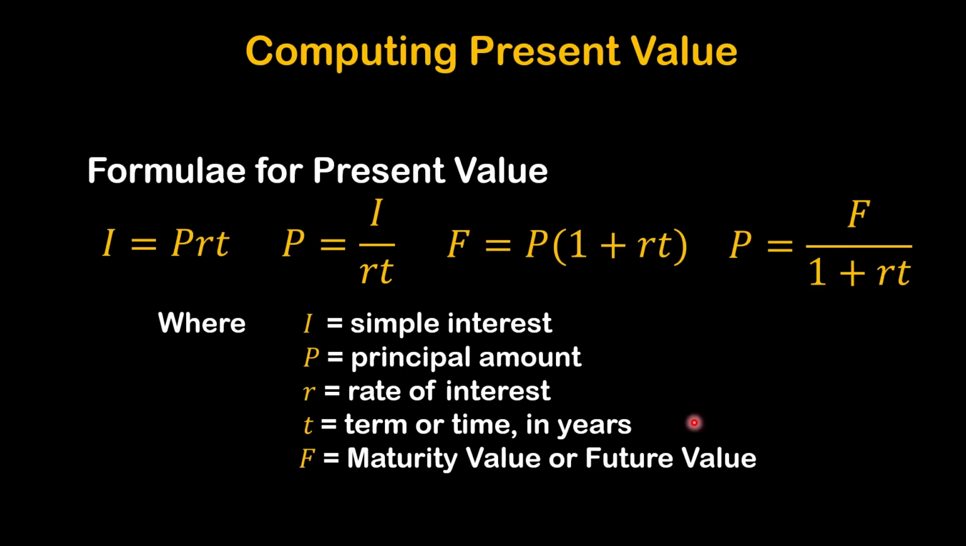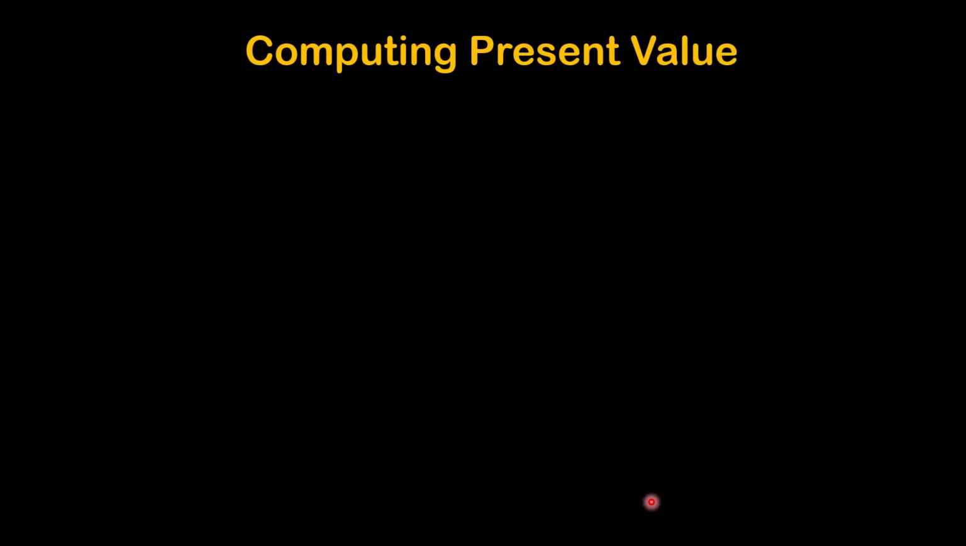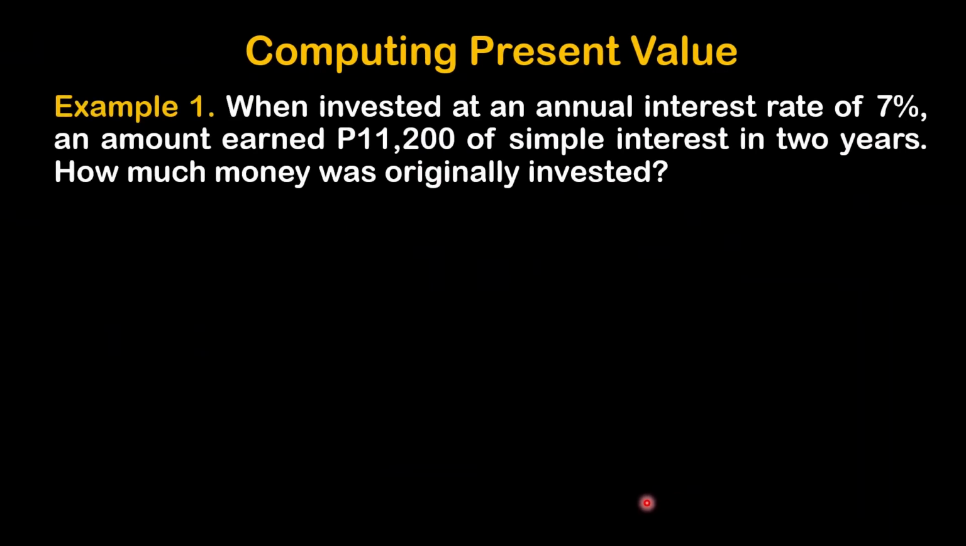So, these are the formulas that we should remember or familiarize ourselves with. And if possible, we should memorize them. Let's proceed with our first example. When invested at an annual interest rate of 7%, an amount earned 11,200 of simple interest in 2 years. How much money was originally invested?